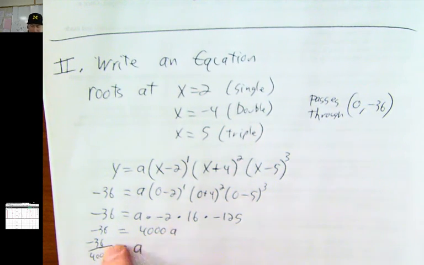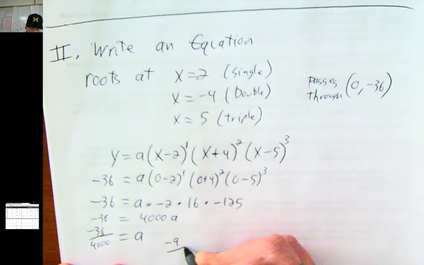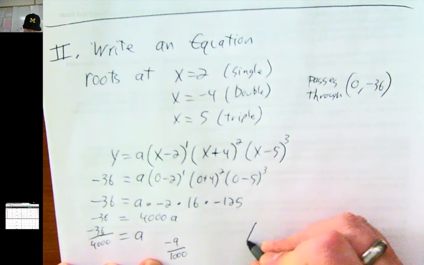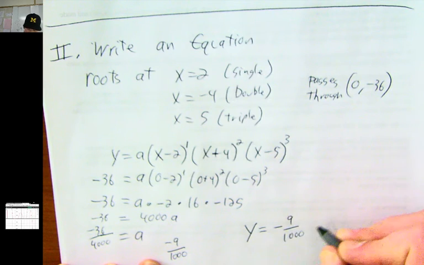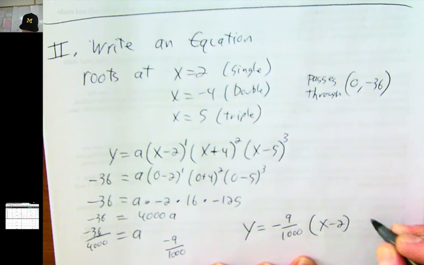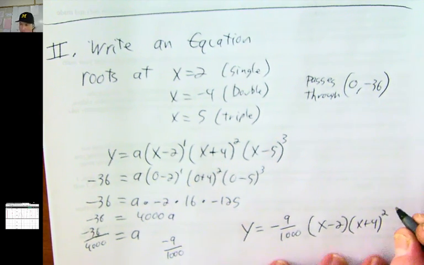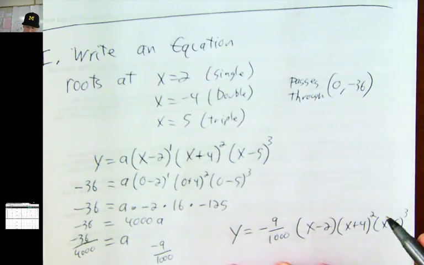Let's see, both of these numbers are divisible by 4, so I could get -9 over 1,000. That'll work. So my answer is y equals -9 over 1,000 times (x minus 2) to the 1. I don't even need to write the 1. (x plus 4) to the 2. You do need to write the 2 though. And (x minus 5) to the 3.